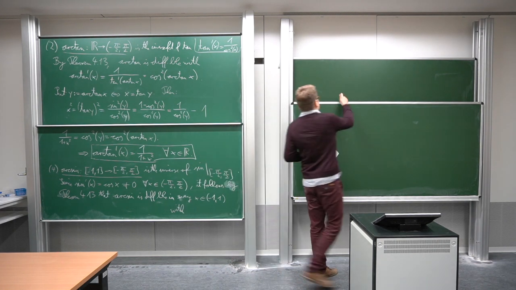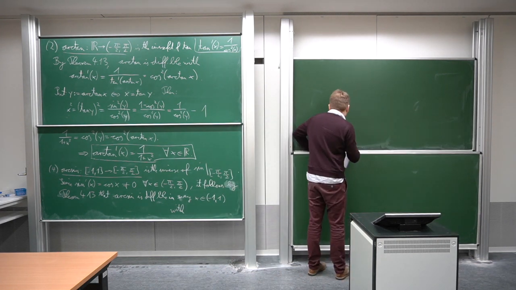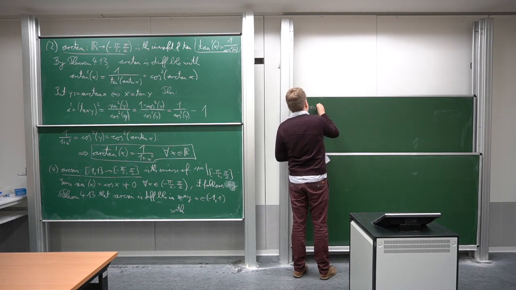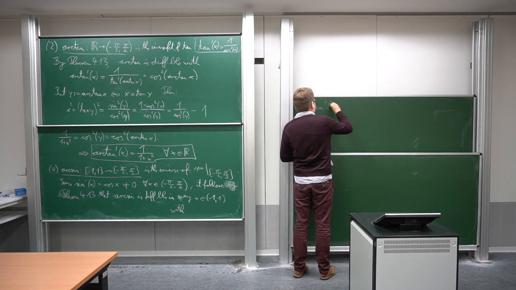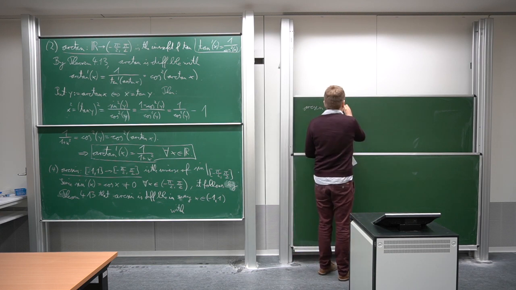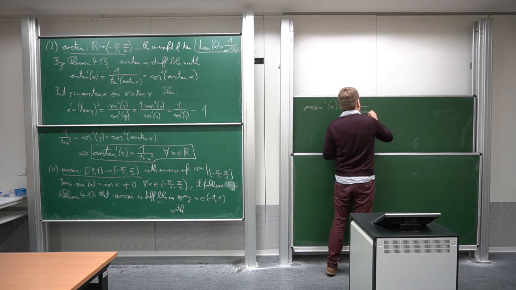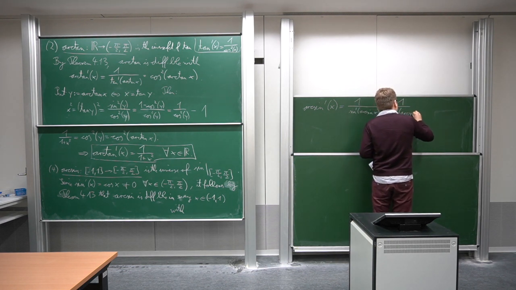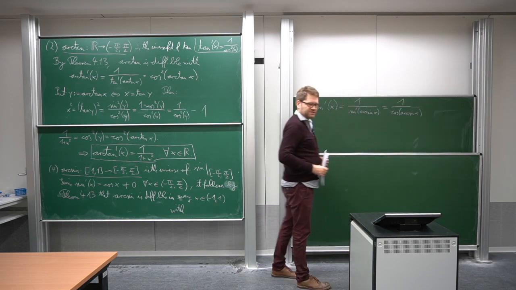And so this is also a nice little formula, namely by construction, by this computational rule from theorem 413, the arcsine prime of x is the same as 1 over sine prime of arcsine of x, and we've seen that sine prime is the cosine. So this is 1 over cosine of arcsine of x. Okay, this is another expression that we want to simplify.